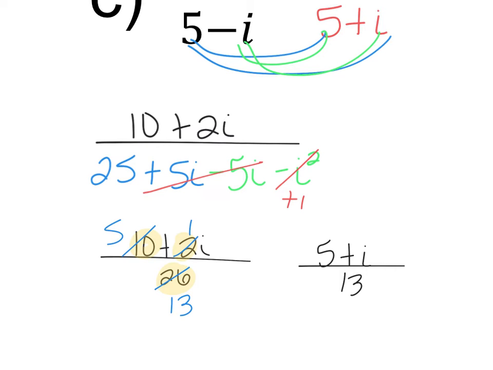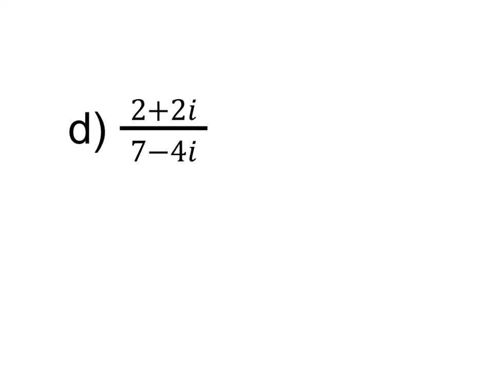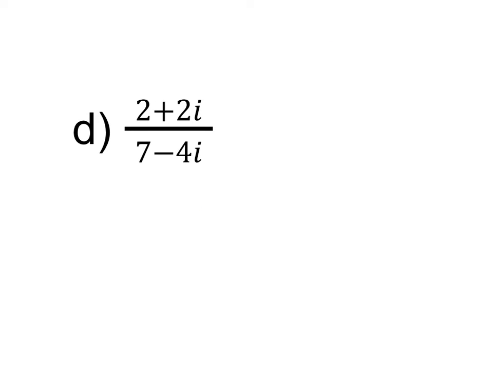Can you combine anything? No. Can you simplify anything? No. Are there any i's left in the denominator? No. So you are finished. Okay, letter D. This one's a little bit trickier, but not too bad. So we've got to multiply it by the conjugate.